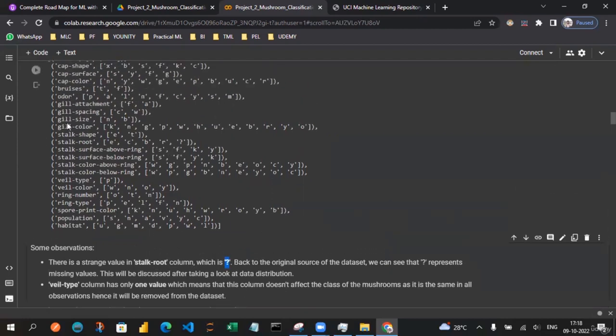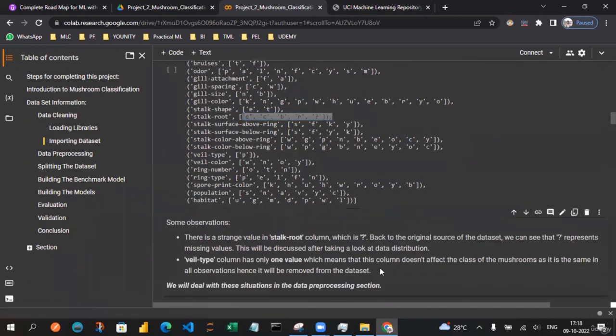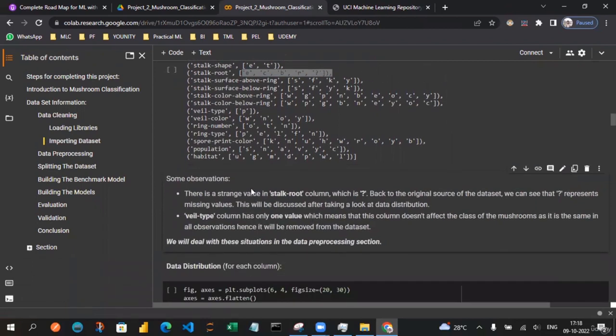So you can see the stalk root consisting of these kinds of strings, but this question mark, okay, this question mark may not be helpful at the time of doing some of the preprocessing steps or maybe model building. So that has to be representing missing values, as we discussed over in some of the distribution functions. The veil type column has only one value, which means the column does not affect the class of the mushrooms. Okay.